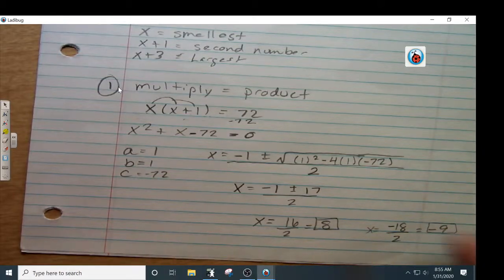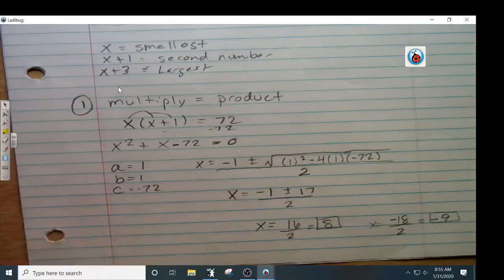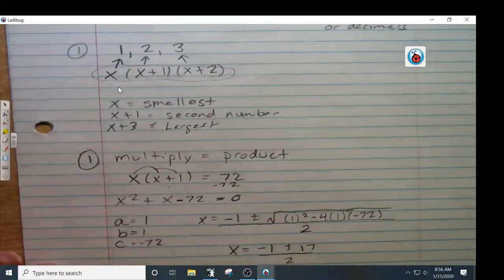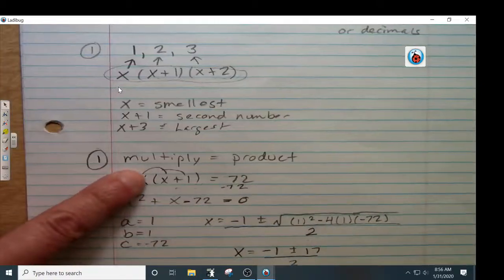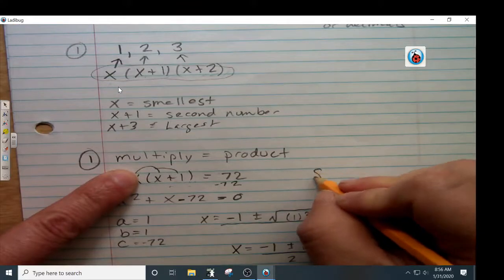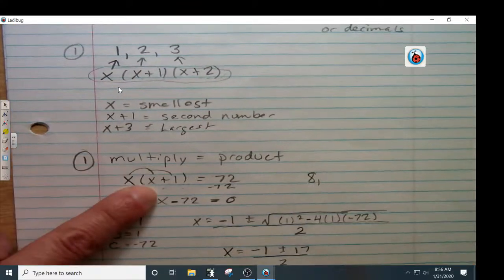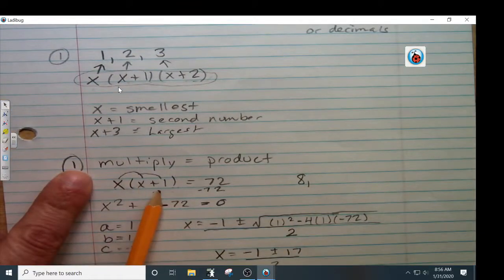Now, this is an important question here. It says find two consecutive integers whose product is 72. Now, can integers be negative? It can. It can be negative. So now, guys, think about it. If x is 8, if we're going back up here, if I plug in 8 here, what's my other number? 9.